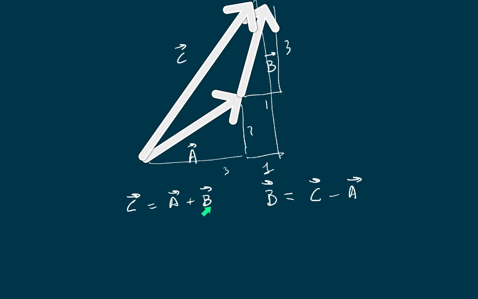And from this equation we can say that B is C minus A. What it means is that B is the vector that goes from the head of A to the head of C. B is C minus A. B is the change in A. A plus B gives us C. So B is the change, C minus A.